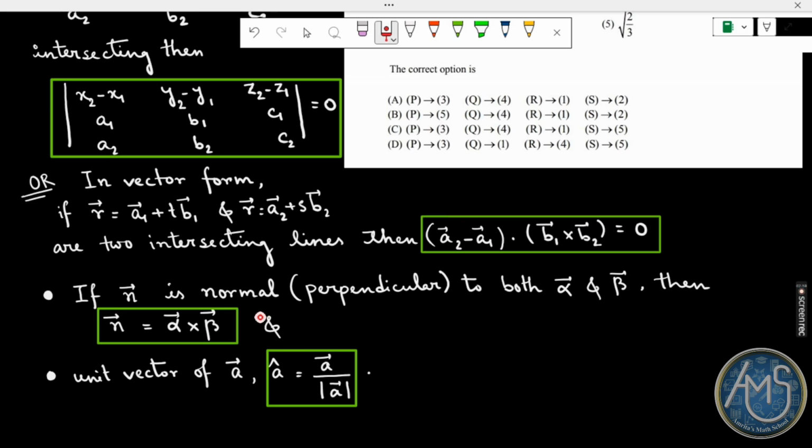And what more we need to know: if a vector n is normal, that means perpendicular to two other vectors, let alpha and beta, then the n vector will be the cross product of those vectors, that means alpha vector cross beta vector. And if we need to find the unit vector, then the vector divided by its modulus will give us the unit vector. The direction can be either way, it can be in the plus-minus form also.